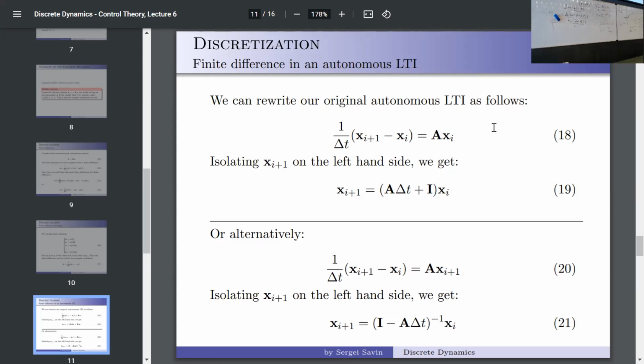Dimensions. Delta t is a scalar. Which matrix are you talking about? Delta t is not a matrix. No, it is a scalar. It's not a matrix.